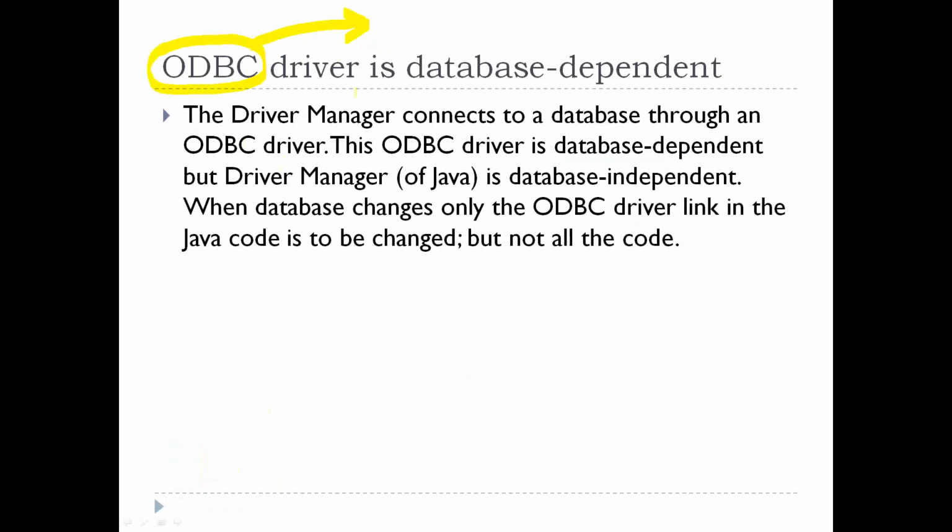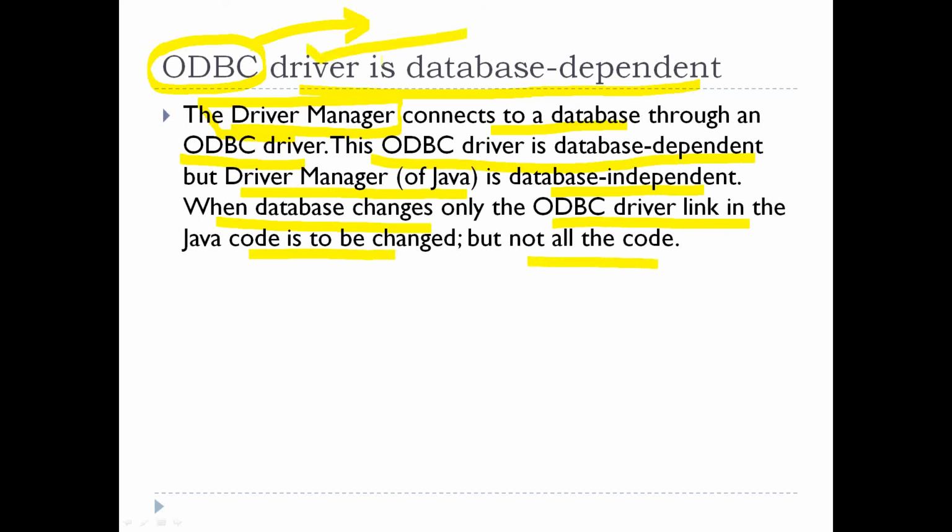Now coming back to this one: is it database dependent or independent? Is the driver database independent or dependent? The DriverManager, which is a class, connects to the database through a driver. The driver can be anything; for now it is the ODBC driver. The ODBC driver is database dependent. Obviously, database and driver are both dependent. But the DriverManager is database independent because it is related to Java. When the database changes, only the driver link in the Java code is to be changed, but not all the code. There is some repetition, but this is what I have been trying to tell for the last few minutes.